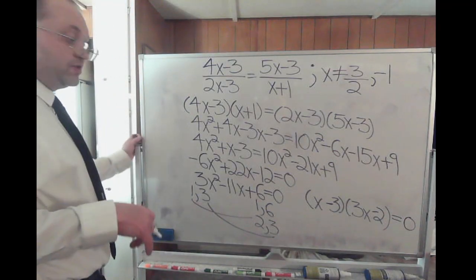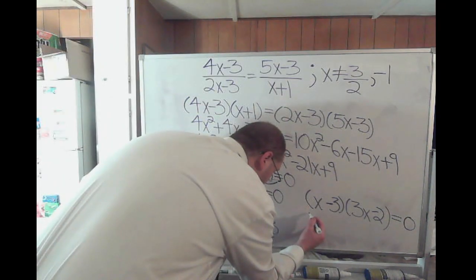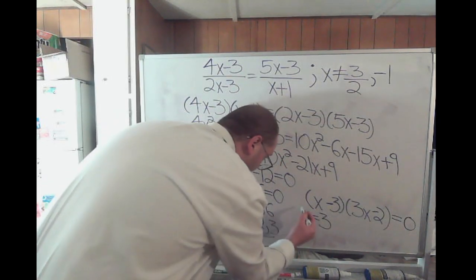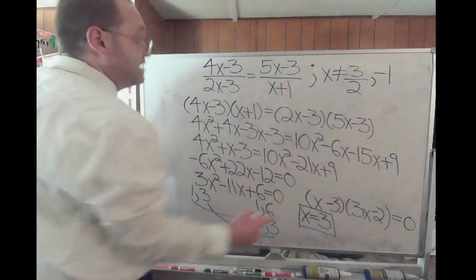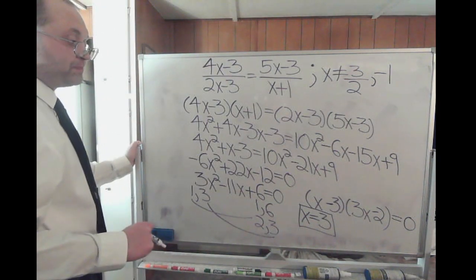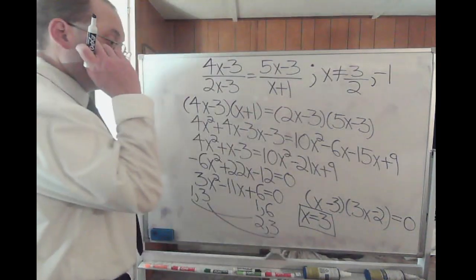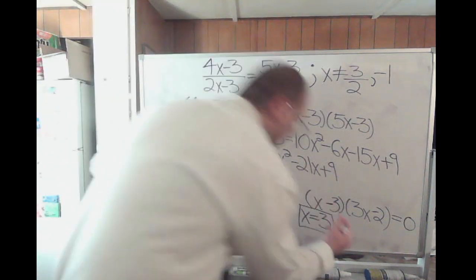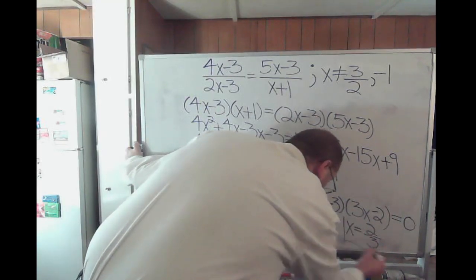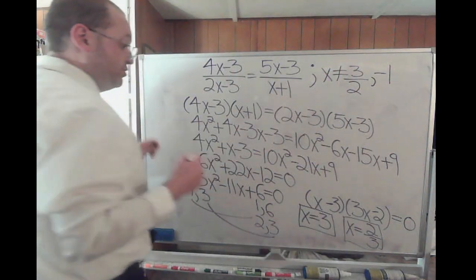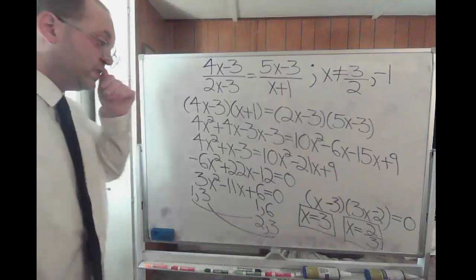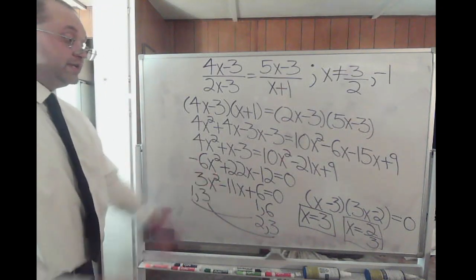Well, set each factor equal to 0. x minus 3 equal to 0, that's just going to give you x equals 3. So that's one solution. And 3 is not a prohibited solution, so that's a viable solution to this. Now, what about 3x minus 2 equal to 0? Well, that would just end up giving you x equals 2/3. And 2/3 is also not a prohibited solution, so you've got two solutions of x equals 3 and x equals 2/3. And that's really it for this.